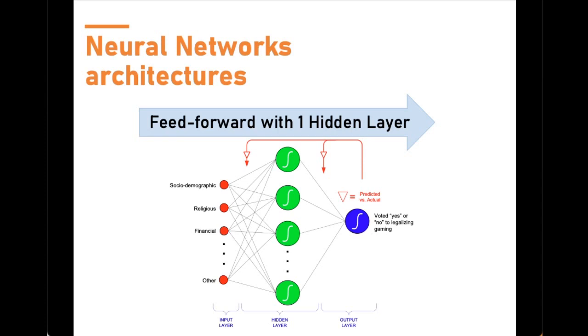And here in this case, we've got survey data on a sample of the population. And information in this data includes whether the person voted yes or no to legalizing gaming. It also shows the social demographic, religious, financial, and other types of background for each respondent. And then using those data, say that we want to predict whether a person voted yes or no to legalizing gaming.